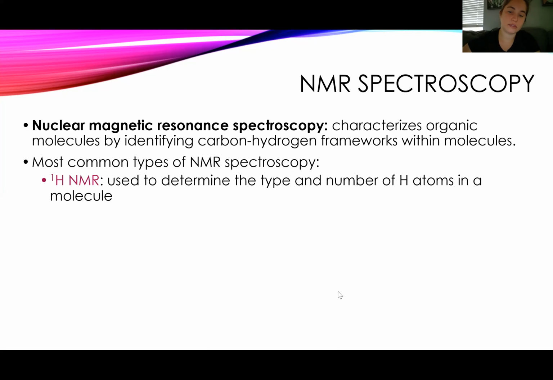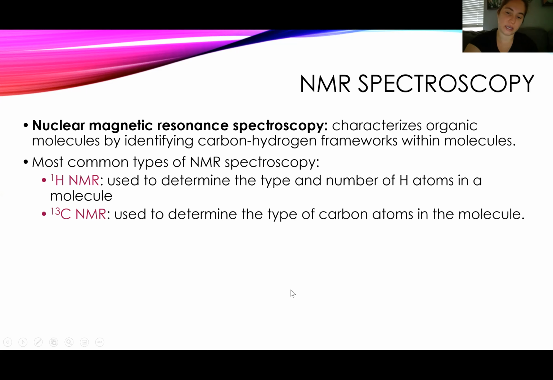So the most common types of NMR spectroscopy, the first one is proton NMR. This is the one we're going to talk about the most. It is the easiest to interpret, and it also gives you the most information. So this is used to determine the type and number of hydrogen atoms in a molecule. Carbon-13 NMR is used to determine the type of carbon atoms in a molecule. And we'll talk about why carbon-13 is not as easy to use as proton NMR in a bit.